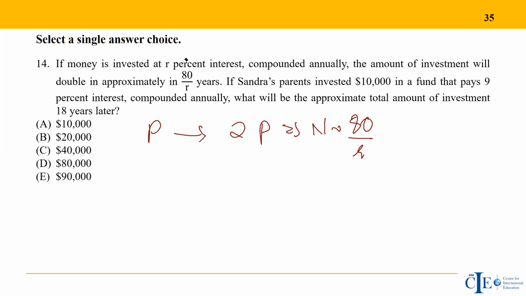Now, if Sandra's parent invested 10,000 in a fund that pays 9% interest, compounded annually. So again, it is on a compounding basis. What will be the approximate total amount in 18 years? So first, let's see what is the tenure in which the money gets doubled. The number of years n is approximately equal to 80 by 9.